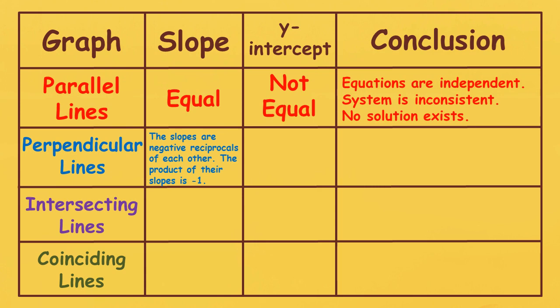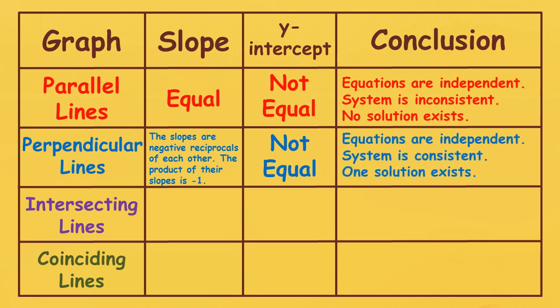Ang slope ng perpendicular lines, the slopes are negative reciprocals of each other. The product of their slopes is negative 1. Ang y-intercept ay not equal. Equations are independent, system is consistent, one solution exists.